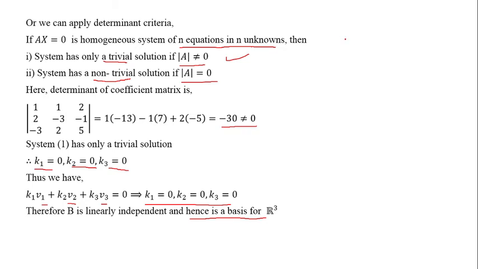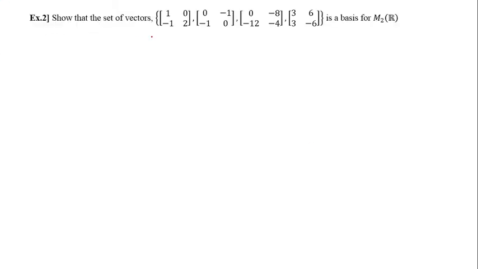So it is quite easy to check whether a given set is a basis for a given vector space or not. Let us see another example. Show that the set of vectors, these are matrices: first matrix [1 0; -1 2], second matrix [0 -1; -1 0], third matrix [0 -8; -12 -4], fourth matrix [3 6; 3 -6], is a basis for the vector space M2(R). What is this? This is the set of all 2 by 2 matrices with real entries.